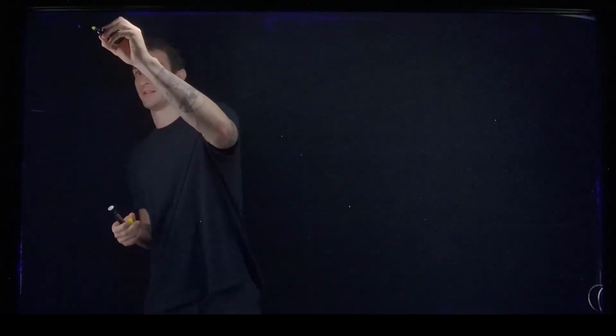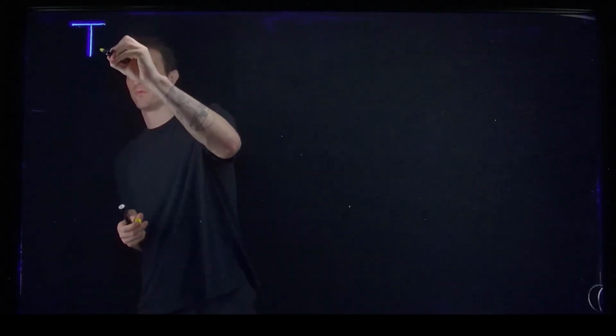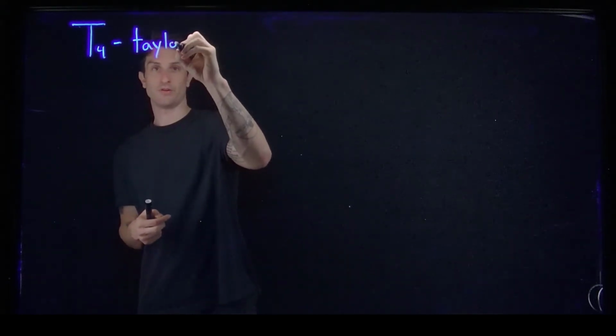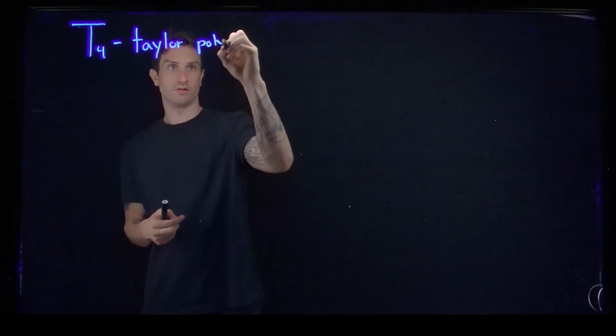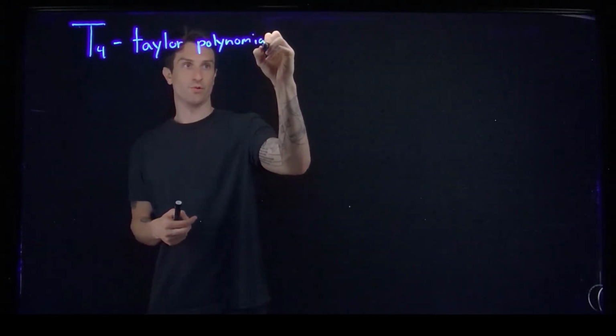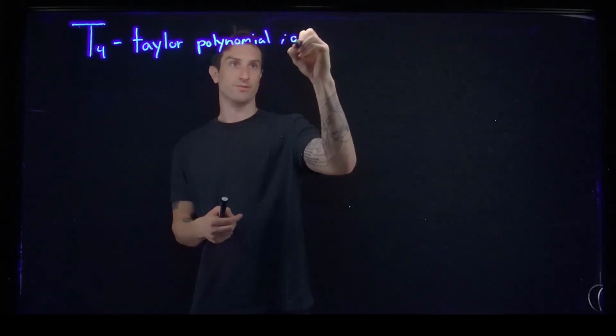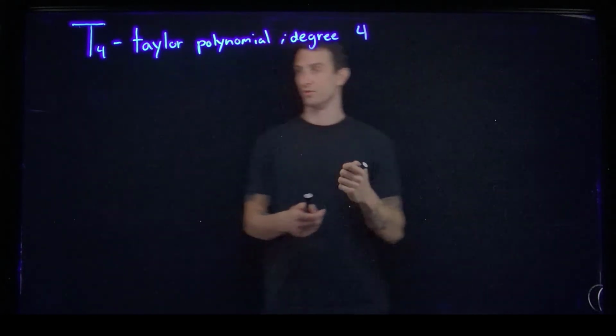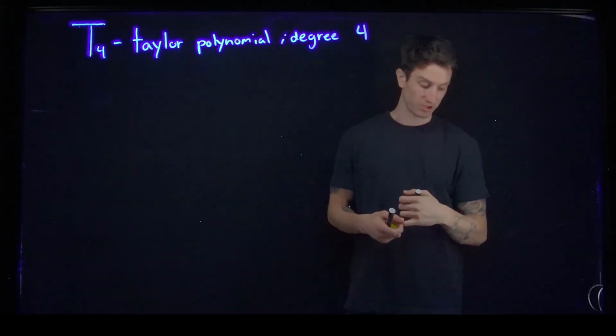Last example here, dealing with Taylor polynomials. What I want us to find for this last example is, we're going to denote it as, let's use a different color, T sub 4, which is going to be a Taylor polynomial of degree 4. I'll just put degree 4. All right, so that's what this is standing for. I'll move out of the way. And I'm going to give us a function.